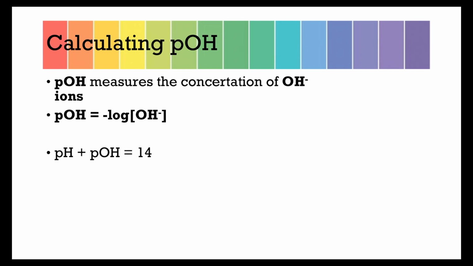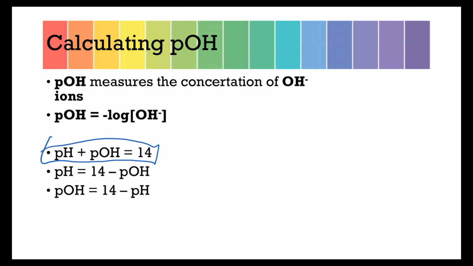If you're thinking about it, the pH scale only goes up to 14. So the amount of H plus the amount of OH has to add up to 14. So you can manipulate this equation. If you want to solve for pH, it's 14 minus pOH. If you want to solve for pOH, it is 14 minus pH. Okay? But again, your pH plus your pOH gives you 14.